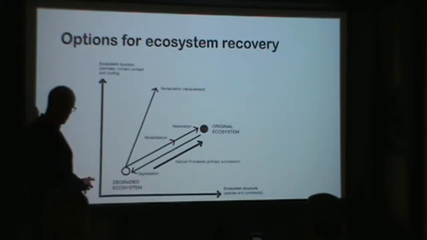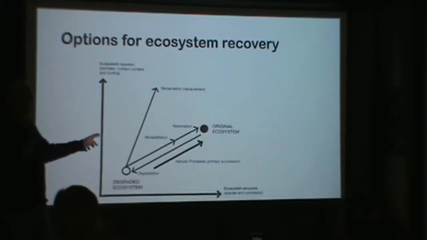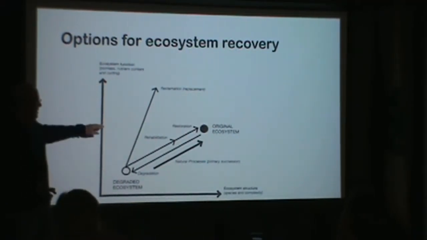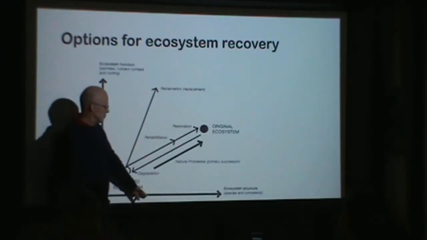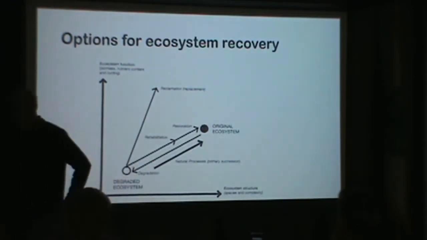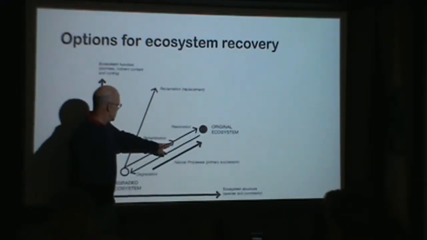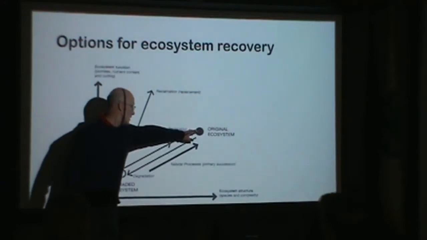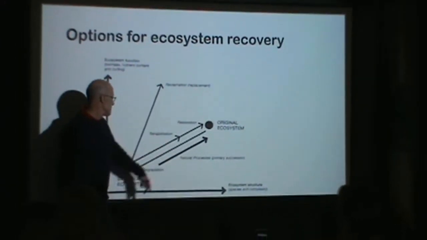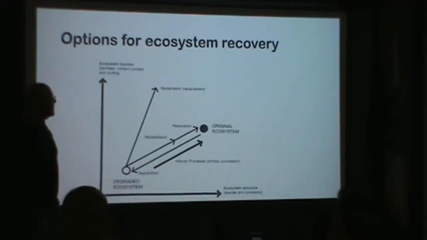Function is more easily recovered. You can help nutrient cycling, decomposition, and primary productivity return to the original rates, but some species will never come back. So structure is almost impossible to completely recover. But an intermediate position is rehabilitation in the direction of restoration, but not fully. So that's more likely what we are talking about when we talk about restoration, right?